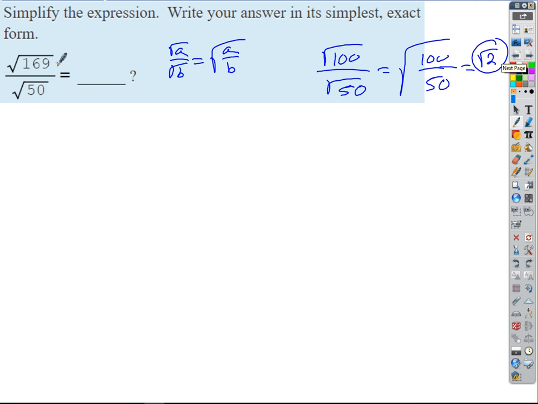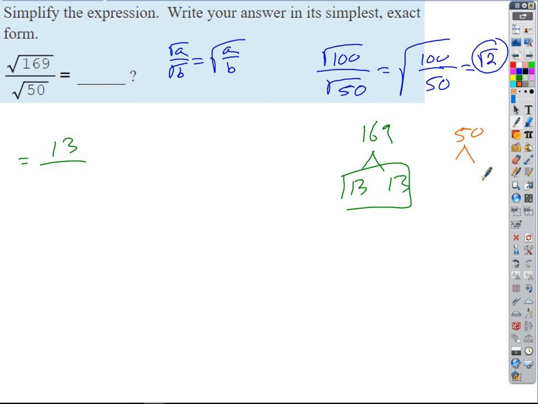So on the top, the square root of 169 is 13, right? And that's a pretty simple factor tree. The only factors of 169 are 13 and 13. So we get a couple right there. What about the square root of 50? If I take 50 and break that up into factors, what are the factors? 25 and 2, and 25 is a perfect square, so we see we got a couple and a single.